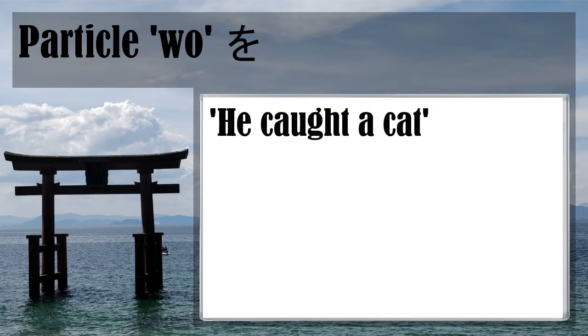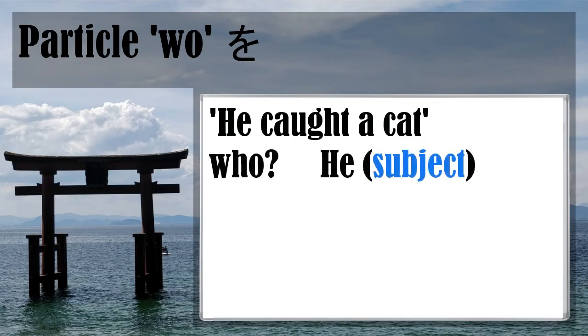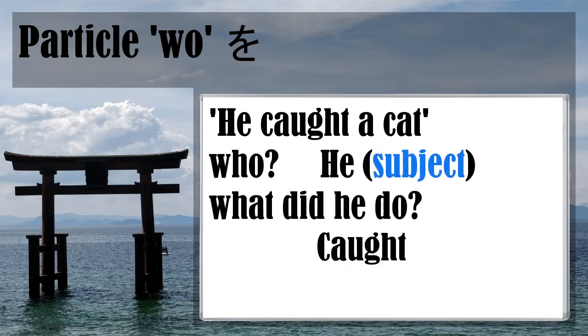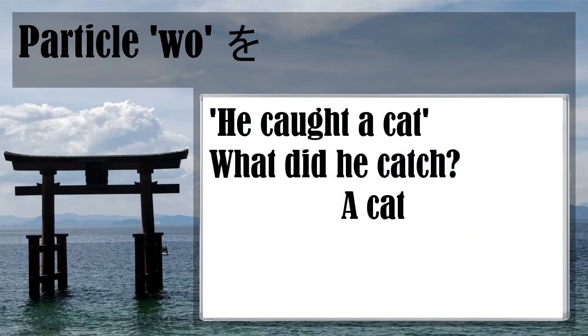He caught a cat. Who did the action? He did. He is the subject. What did he do? He caught. To catch is a verb. And what did he catch? A cat. The cat is our direct object in this case.